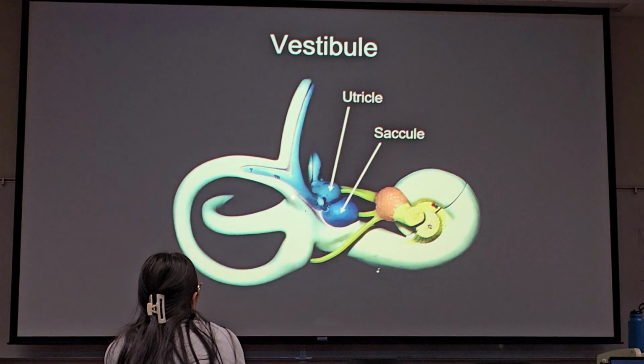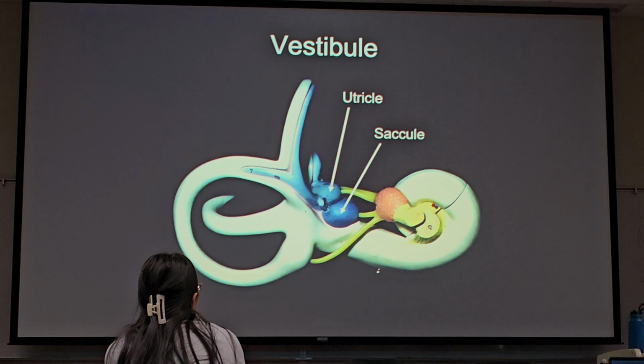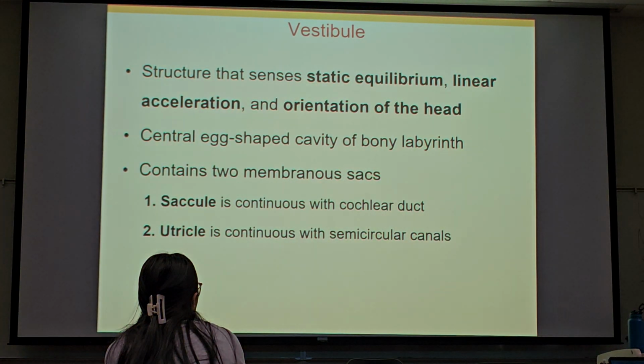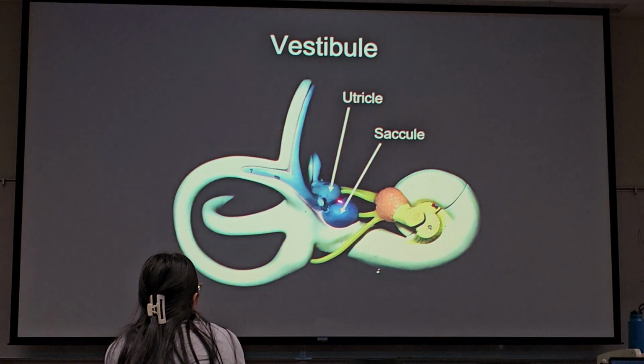Okay, so here we are at the vestibule. And again, draw a line through here. This side is devoted to equilibrium. This is the vestibular organ that consists of the vestibule and the semicircular canals. This side is devoted to hearing. This is the cochlea. The vestibule consists of these two membranous sacs. The utricle, that's continuous with the semicircular canals, and the saccule that's continuous with the cochlea.